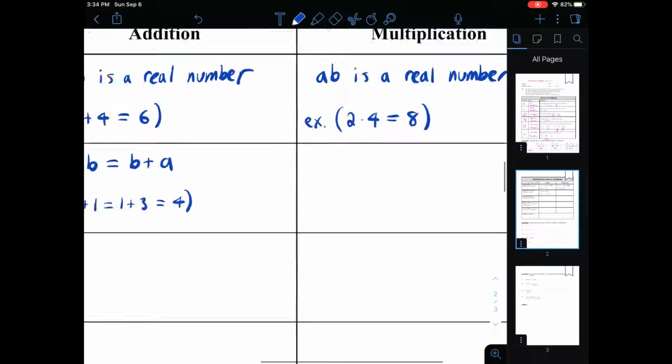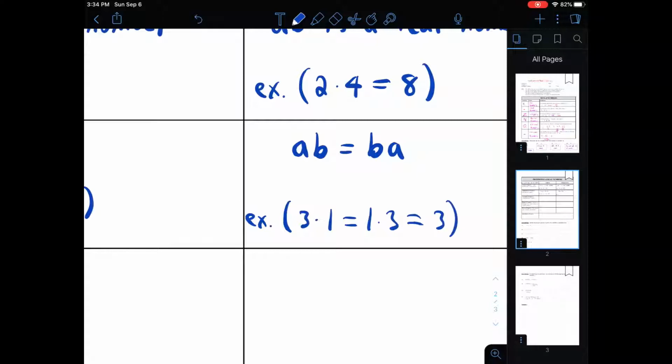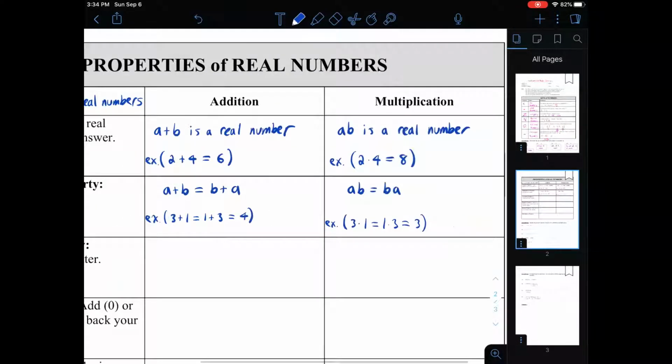Okay. Same thing for multiplication. A times B is going to equal what? B times A. Example, 3 times 1 is going to equal 1 times 3, which equals 3. I almost wrote 4 before in my notes because that was a goofball. Okay.